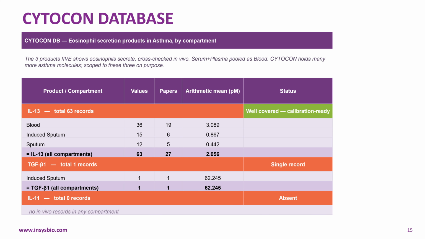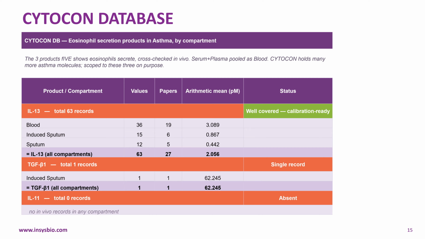So here's the outcome of the three eosinophil secretion products DAC identified. IL-13 is well covered in vivo and ready for use. TGF-beta1 has just a single record, and IL-11 has no in vivo data at all in any compartment. This kind of gap is common, and it can often be mitigated.